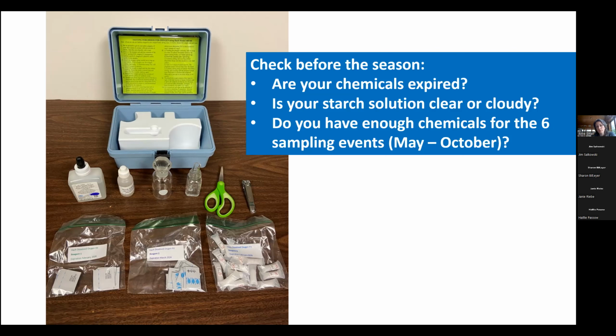If your starch solution has particles floating in it, if it's kind of cloudy, there's a good chance that means it's expired and it won't work. This happened to us at one of our trainings recently, even though it said it wasn't expired. We used it and nothing happened. It didn't turn the sample blue. So we had to replace that bottle. And then make sure you have enough chemicals for the entire year, so for 6 sampling events, or more if you have more than one stream site.